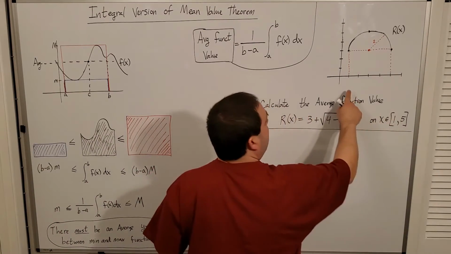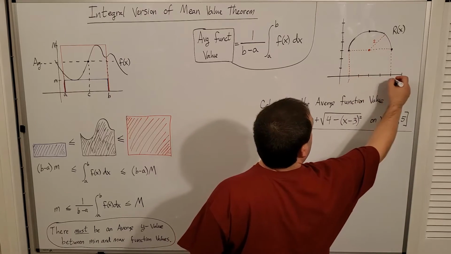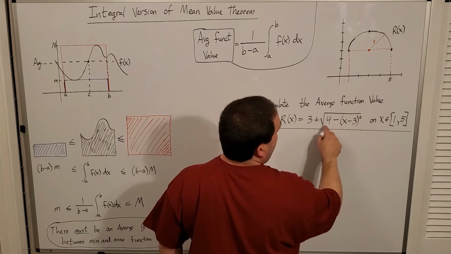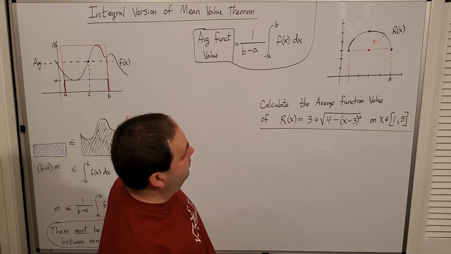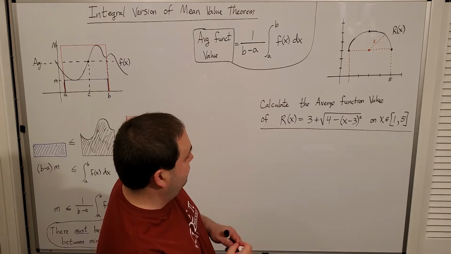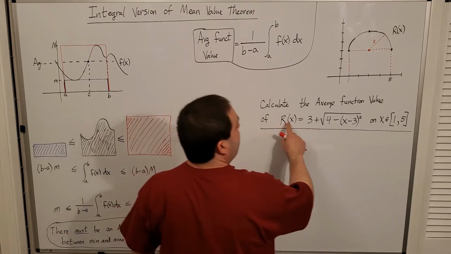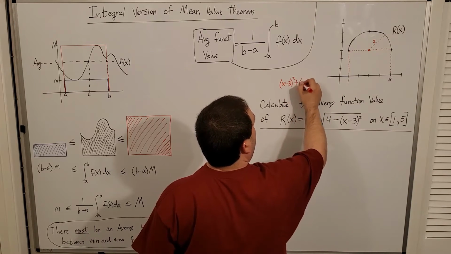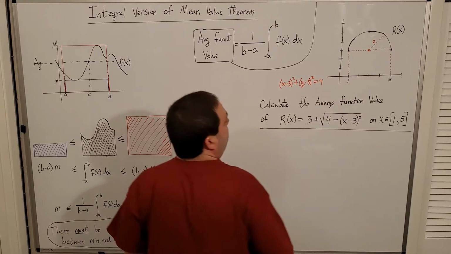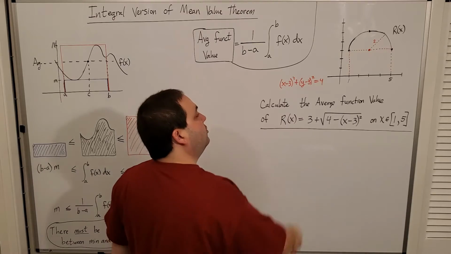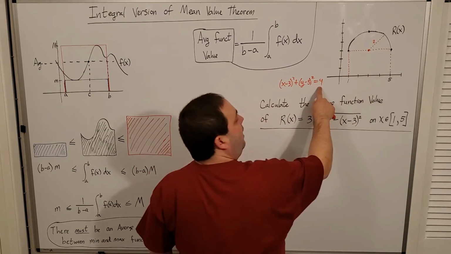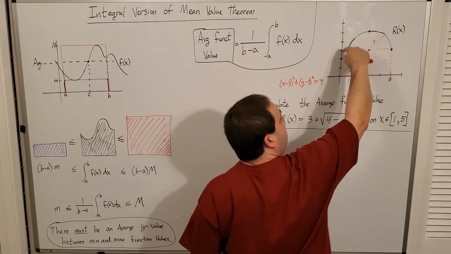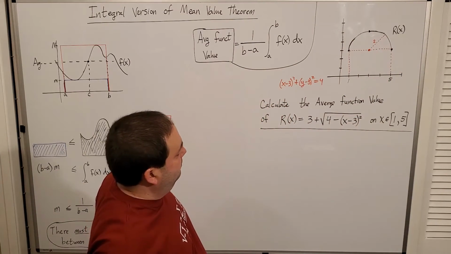Okay, so my interval is from 1 to 5 here, as you can see. And we have our function r of x is 3 plus the square root of 4 minus (x minus 3) quantity squared. If you pay attention real close, what you should be seeing is that this is just a rewrite of the circle (x minus 3) squared plus (y minus 3) squared equals 4, which is the circle centered at (3, 3) with a radius of 2. But since I'm only using the positive square root here, it's just the top half, and that's what makes it a function.